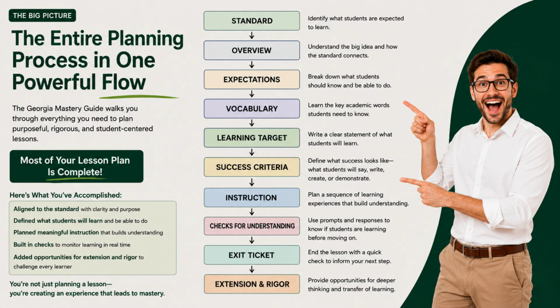Start with the standard and understand the big idea. Break it into expectations, identify the key vocabulary, and write a clear learning target. Define success criteria so students know what mastery looks like. Plan engaging instruction, build in meaningful checks for understanding, and end with an exit ticket that tells you what students learned. Finally, increase rigor by providing opportunities for students to think deeply, apply their learning, and extend their understanding. When you follow this process, you're not just planning lessons, you're designing learning experiences that lead students to mastery.